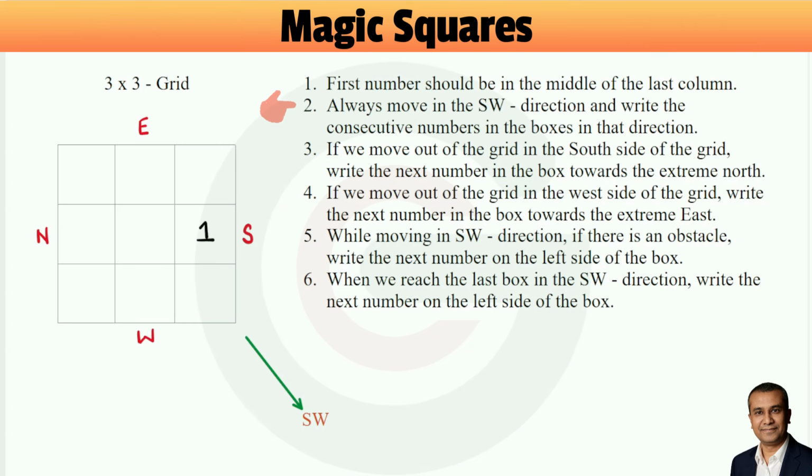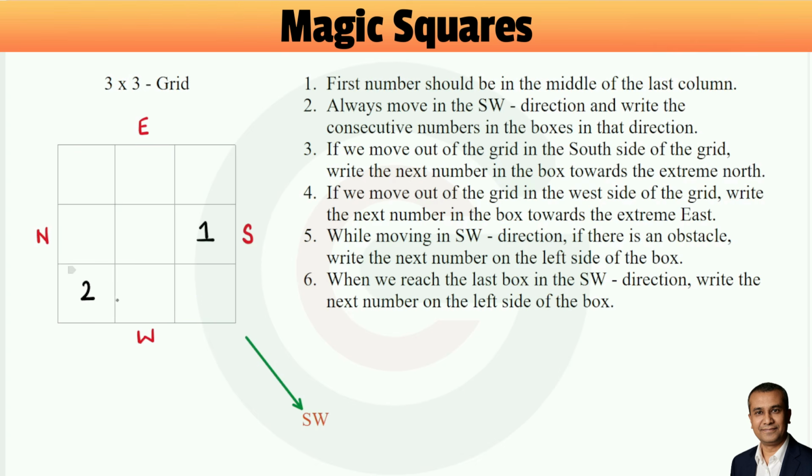So rule number 2, we always have to move in the southwest direction only. Now we have moved out of the grid. So here I cannot write 2, isn't it? So therefore, the rule number 3 is, if we move out of the grid in the south side of the grid, we have to write the next number towards the extreme left, that is towards the north. Here we have to write 2.